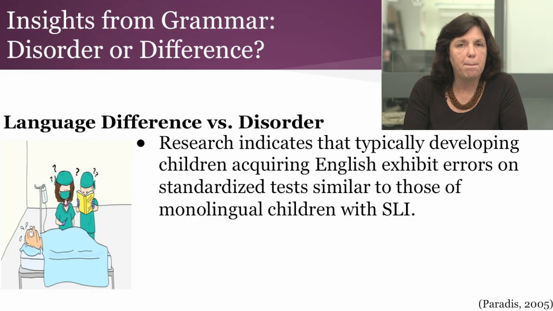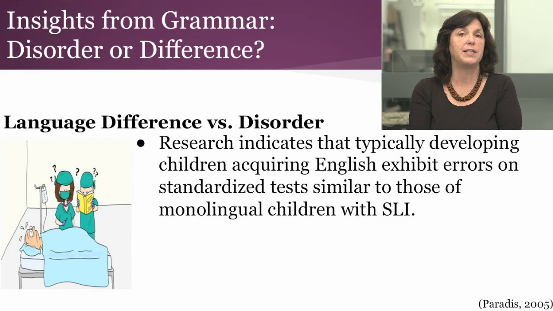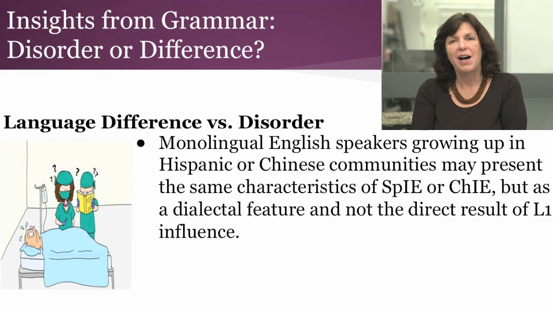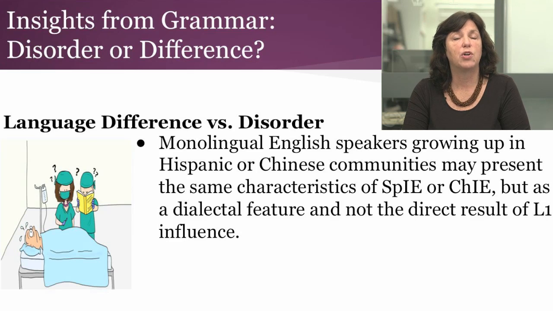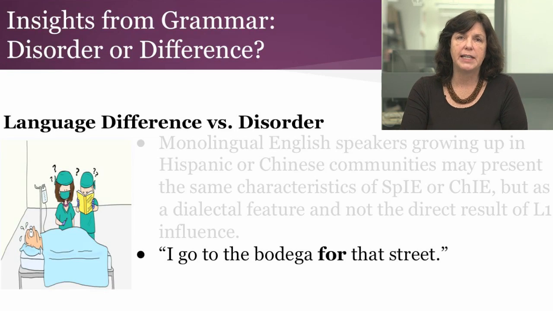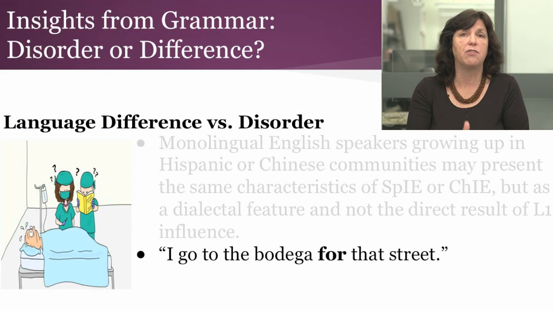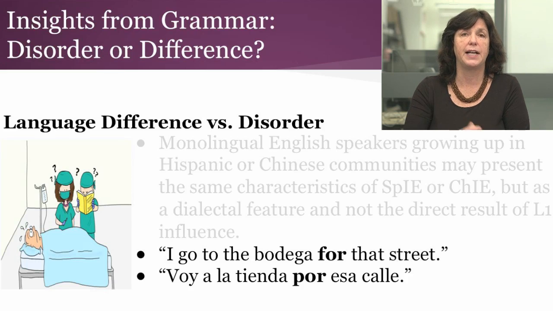As a result, it is of utmost importance to develop good clinical judgment about the population you work with so that informed and accurate decisions can be made regarding diagnosis. Now, it is also important to note that monolingual English speakers growing up in Latino or Chinese communities may present the same characteristics of Spanish-influenced English or Chinese-influenced English, not as a direct result of L1 transfer, but rather because it's a dialectal feature within their own speech community. For example, a monolingual English-speaking child growing up in a Latino community might say, "I go to the bodega for that street," instead of "I go to the bodega on that street."